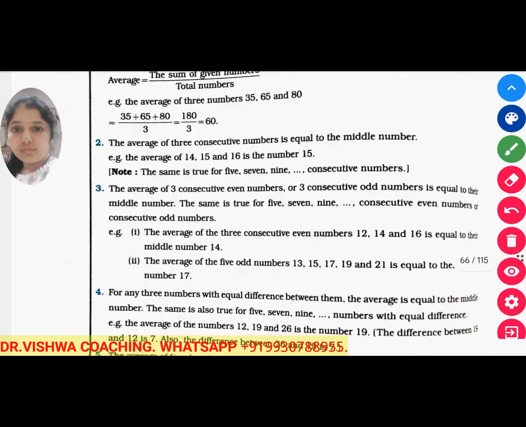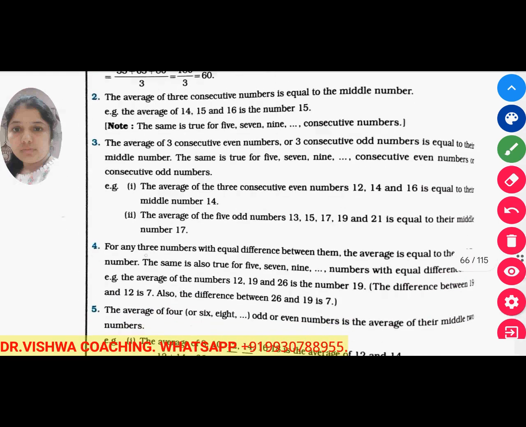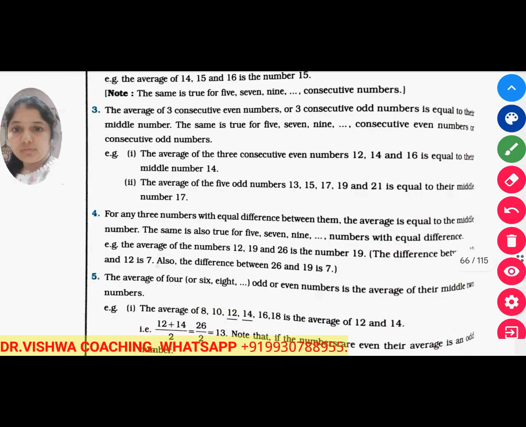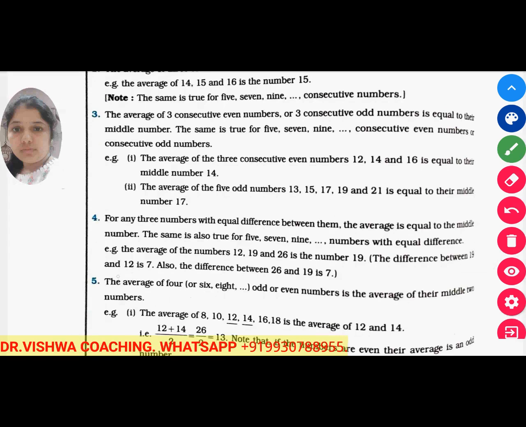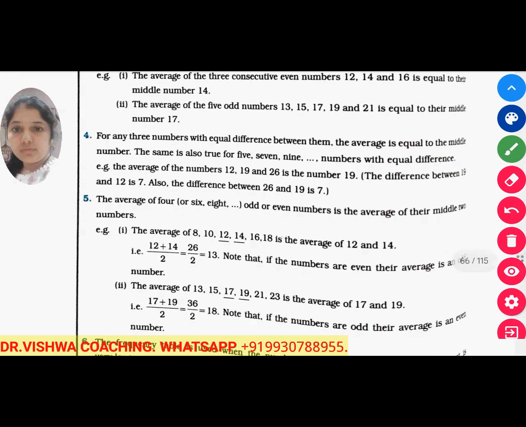Now the average of three consecutive even numbers, or three consecutive odd numbers, is equal to their middle number again. See, the average of 12, 14, 16 is always 14, or 13, 15, 17, which are odd numbers, their average is always the middle number. For any three numbers with equal difference between them, the average is equal to the middle number, which we saw for even and odd numbers.